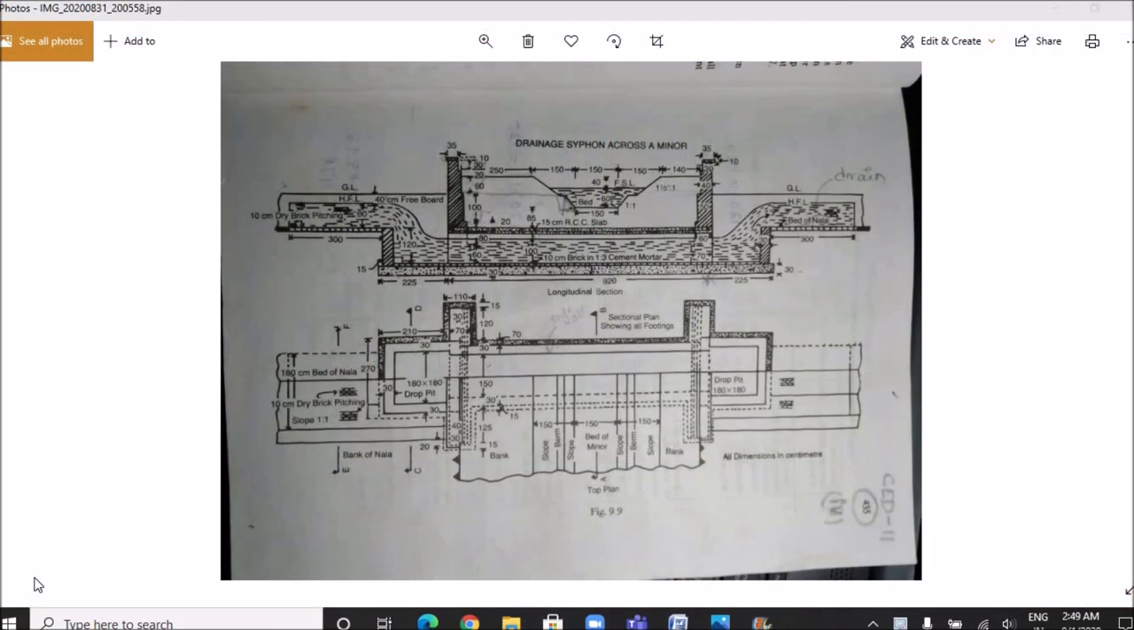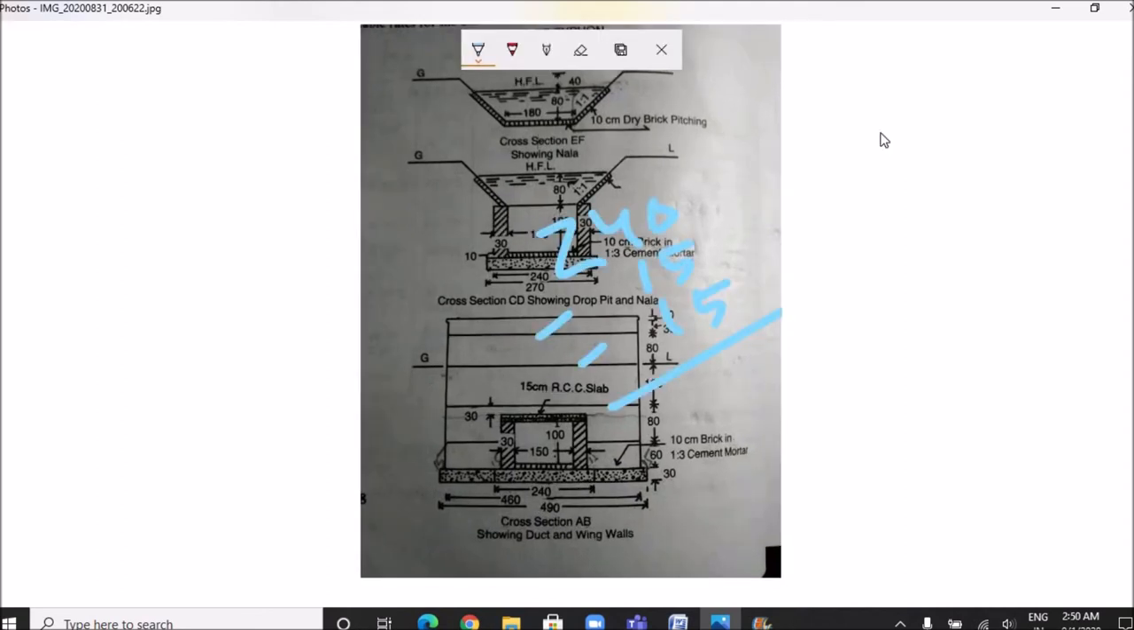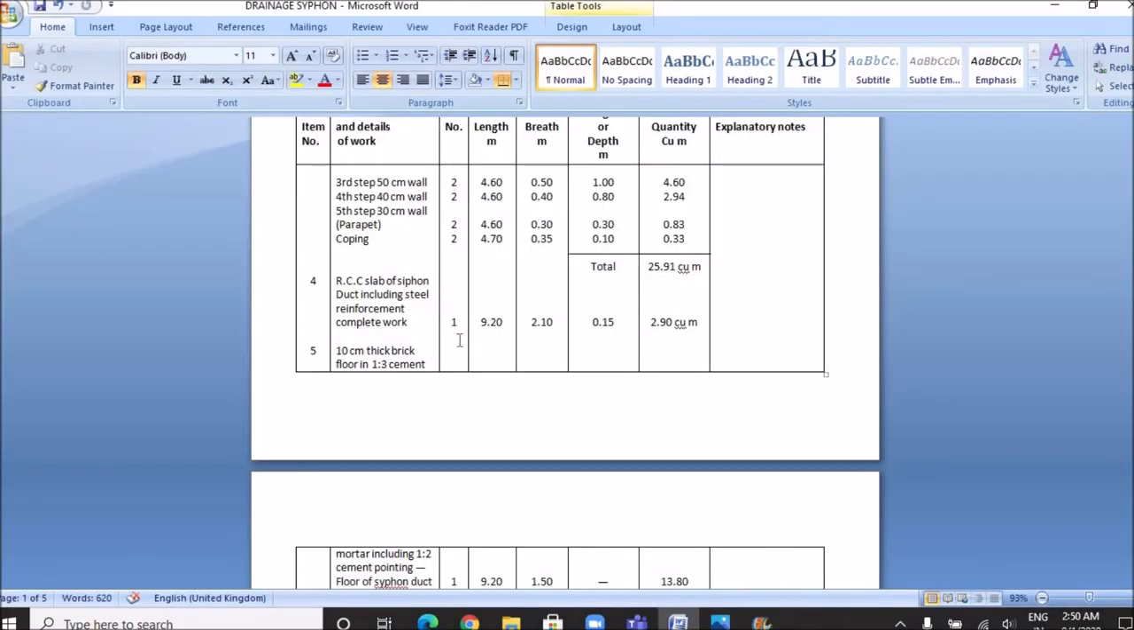Then next, RCC slab of siphon duct including steel reinforcement complete work is to be done. So there is only one number of RCC slab provided, which has a length of 9.2 meter from this point up to this point, and its breadth is 240 minus offset of 15 centimeter on either side, which equals 240 minus 15 minus 15 equals 210 centimeter, and its height is 15 centimeter. So the quantity is calculated as 1 into 9.2 into 2.1 into 0.15, which equals 2.90 cubic meter.